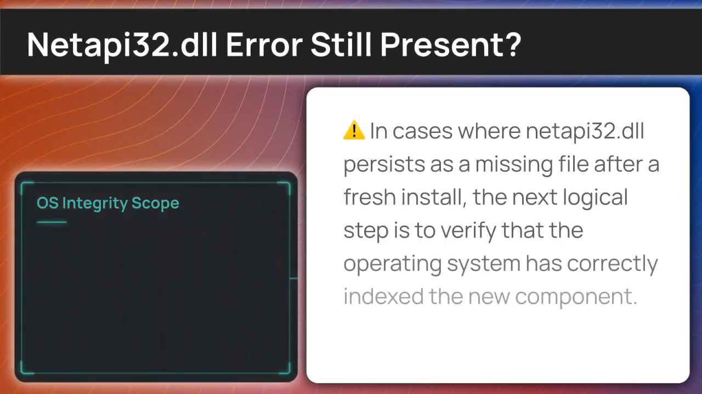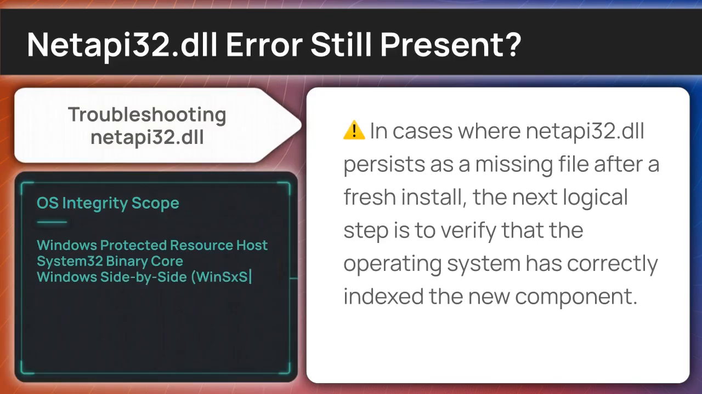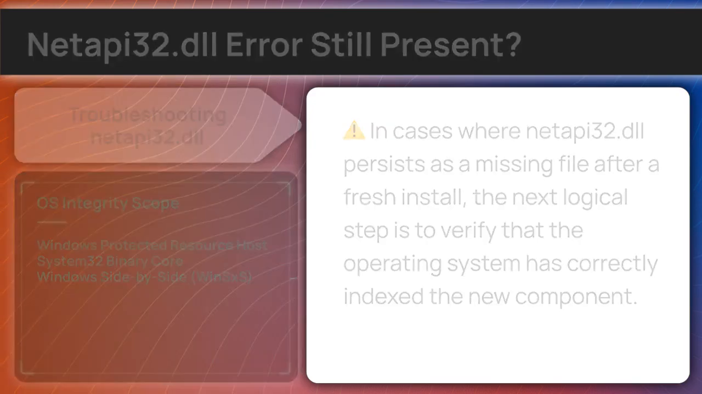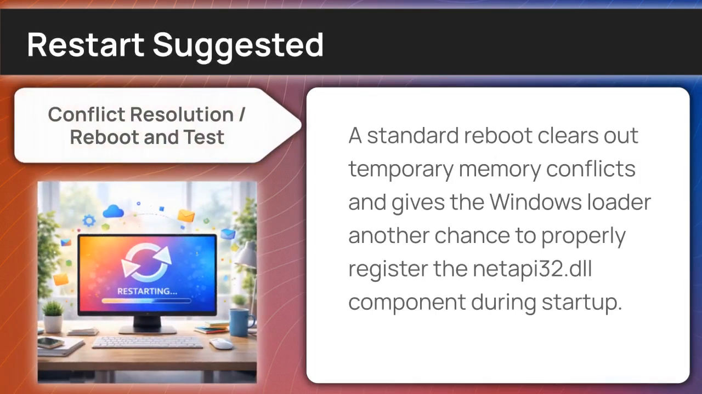When a standard software refresh isn't enough, we need to bypass the automated installers and look at manual system state resets. Performing a restart can determine if the error is just a transient environment glitch. A reboot refreshes your system's path variables and can sometimes reestablish a broken link to the netapi32 file.